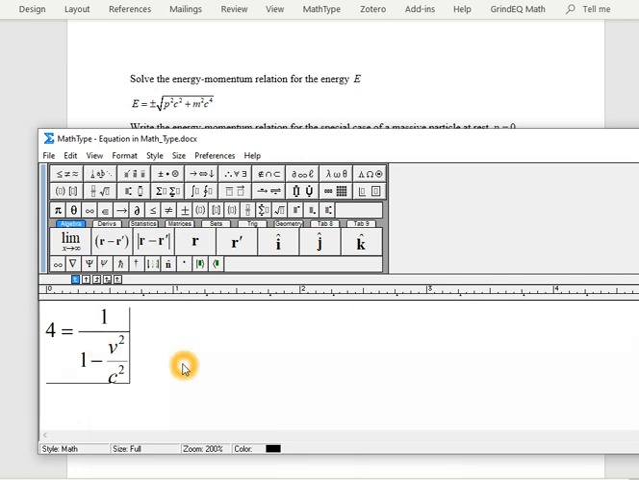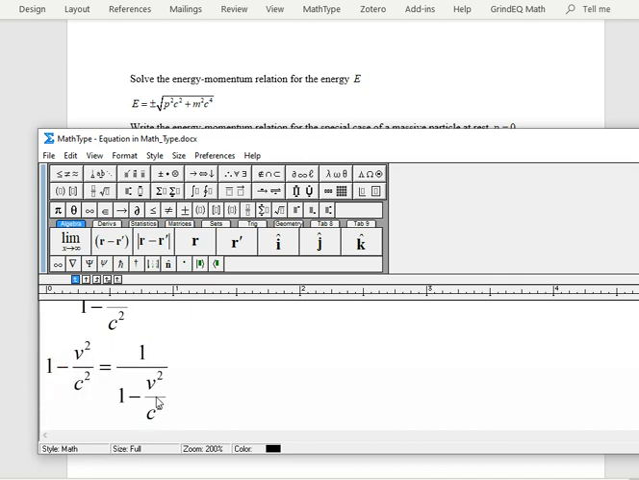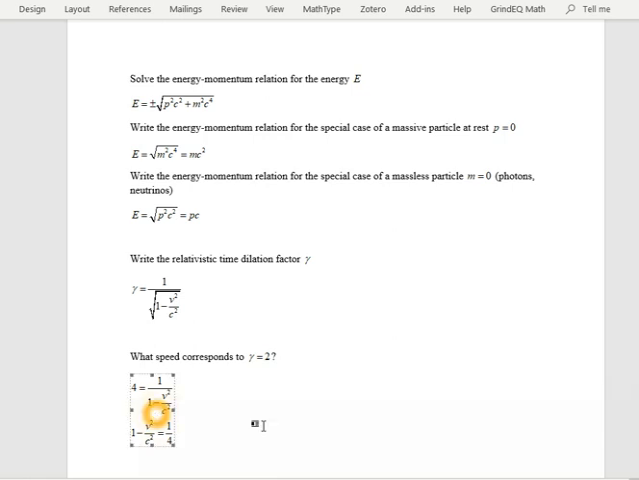Next we can interchange the numerator and denominator, or cross multiply. So I'm using a copy and paste feature. So I'll write 1 minus v squared over c squared here, and a 4 down below. Copy that. Okay, that's one MathType expression. So I'm creating another MathType expression below it.